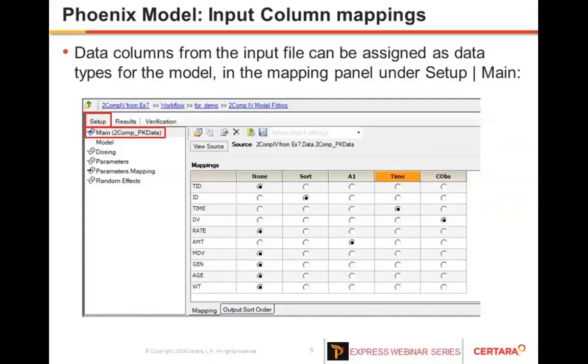Once the structural model is defined, there's a setup panel at the top of the Phoenix model object wherein we read the input data set, and then the panel over to the right is used to assign columns to data types. So, of course, we have our time column. We might have an observed concentration column. If we have multiple subjects or multiple profiles, we might use a sort column. And then typically we map the dose amount to this capital A column. In this case, since it's intravenous, it's to the A1 column.